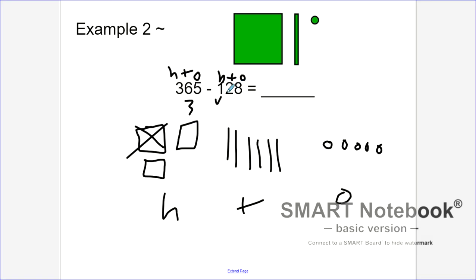I have 6. I need to cross out 2. That's pretty easy to do. So 1, 2 is gone. And I can put a check mark because I just crossed out my tens. Now the final step's a little bit tricky. I need 8, but I only have 5.